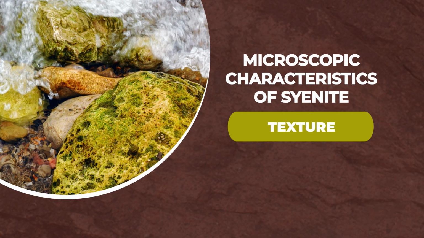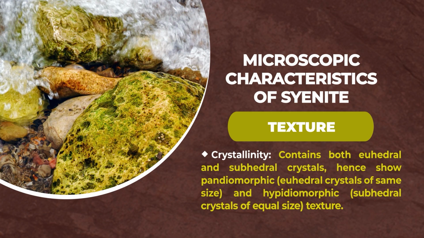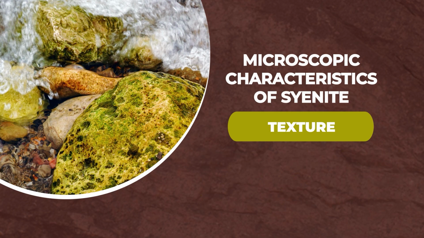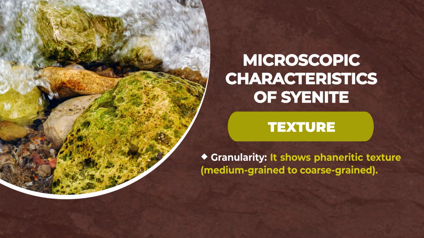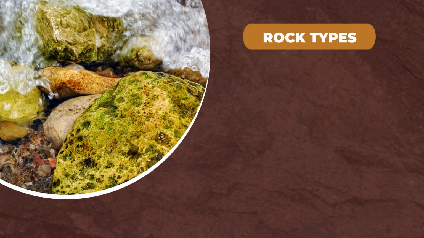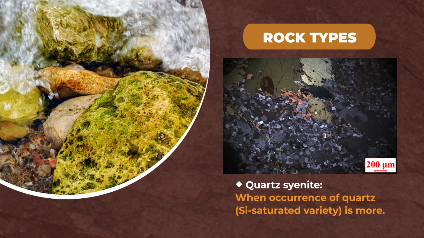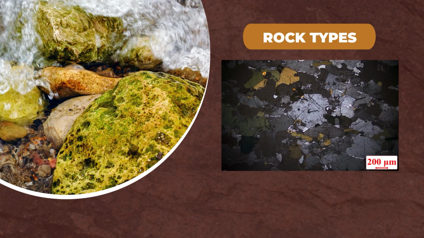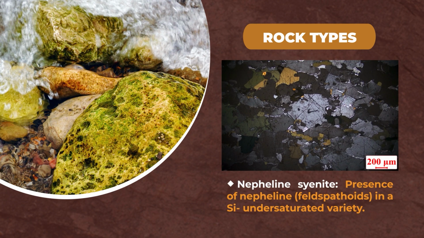Texture wise, the minerals constituting the syenites are both euhedral and subhedral. They can show panidiomorphic texture, euhedral crystals of same size, or hypidiomorphic texture, subhedral crystals of equal size. Granularity wise, they are phaneritic in texture, and fabric includes perthitic textures. There are two varieties known. We have the quartz syenite, when occurrence of quartz, that is silica saturated variety, is more. Then we have nepheline syenite, presence of nepheline which is a feldspathoid and is a silica undersaturated variety.